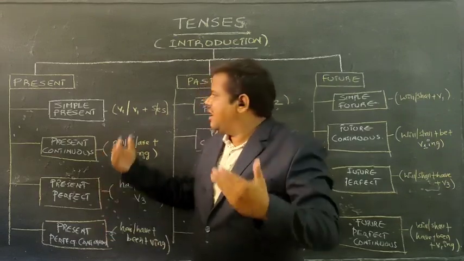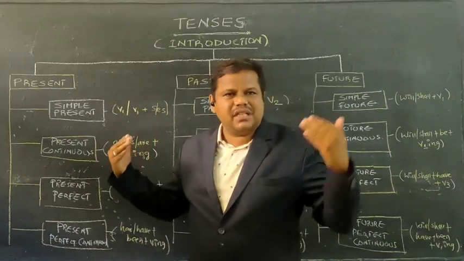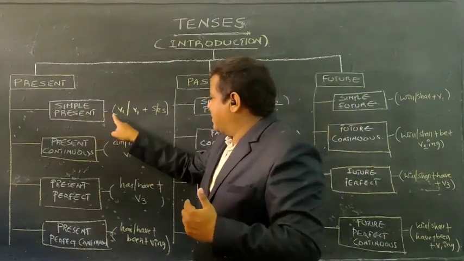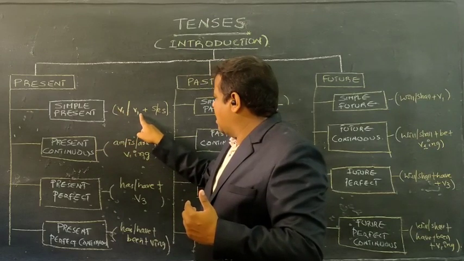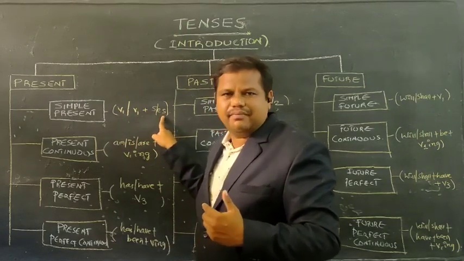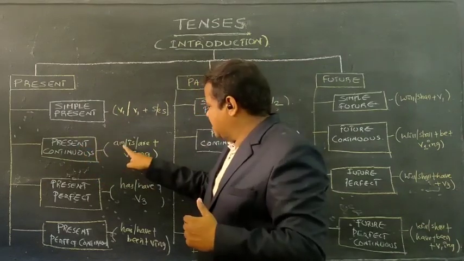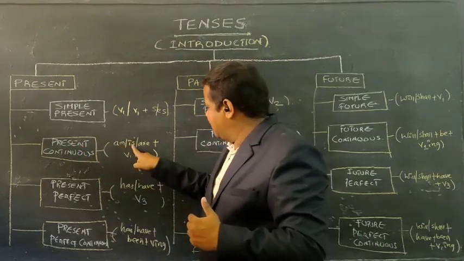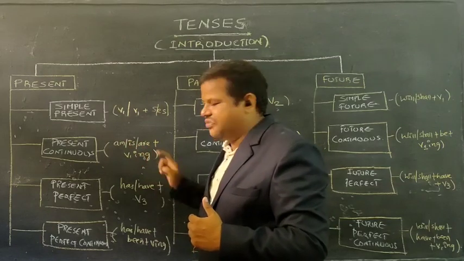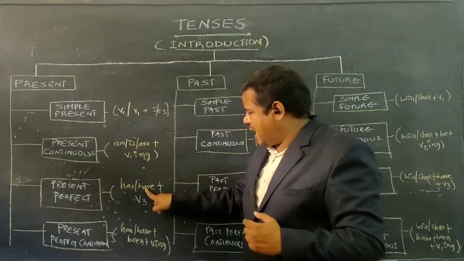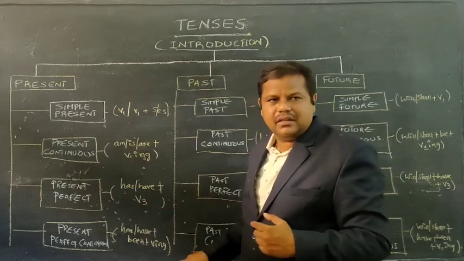In the first session, we are going to explain the present forms. Next session, we are going to see the past and future. Simple present: V1 or V1 plus S form. Next, present continuous form. With the subject, we are going to use the helping verbs like am, is, or are plus V1 plus ing form. In present perfect form, we are going to use has or have with the subject plus V3.